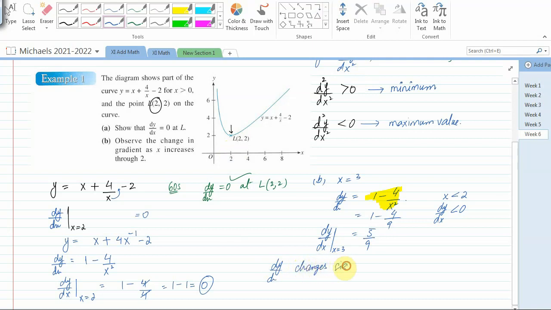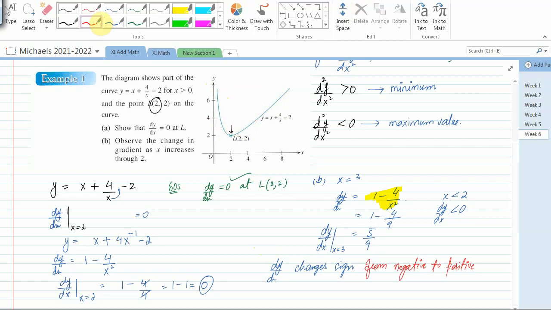And in short I can say that dy over dx changes sign from negative to positive, right? And I have shown you here that when your value is lesser than 2, dy by dx has a negative value, at 2 it's 0, and greater than 2 it's positive, so it changes from negative to positive.